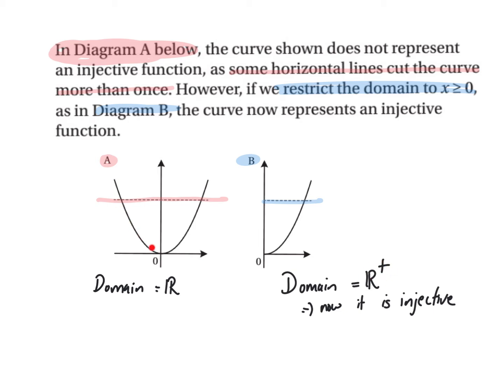Instead of having that lovely curve that we have here, it's going to start from here, because I can't go in the negative direction as my x's have to be positive. I'm only going to go in that direction. Hopefully you can see that if that's the case, when I draw the horizontal line this time, it's only going to go through once. So by changing the domain, by changing the inputs, I have now made this injective.